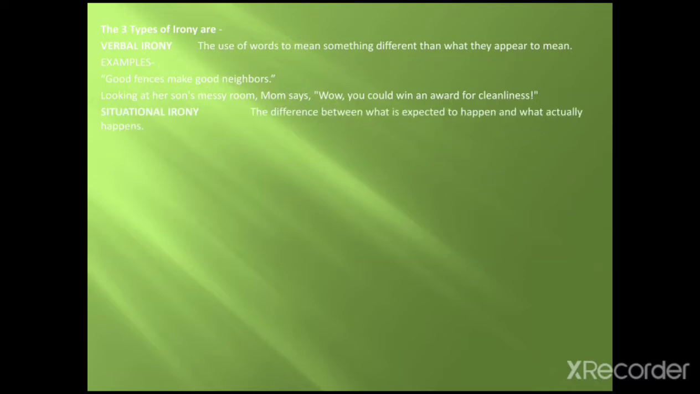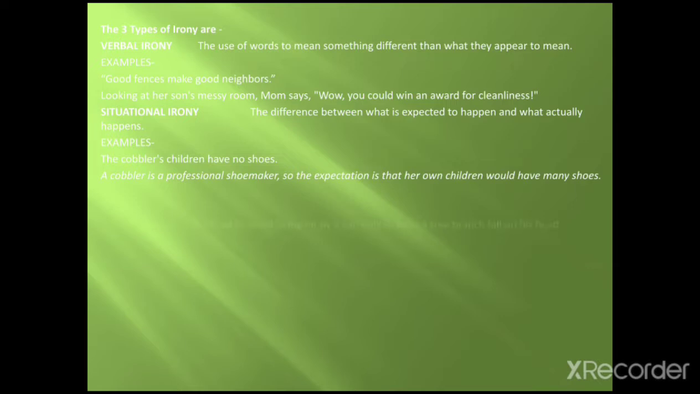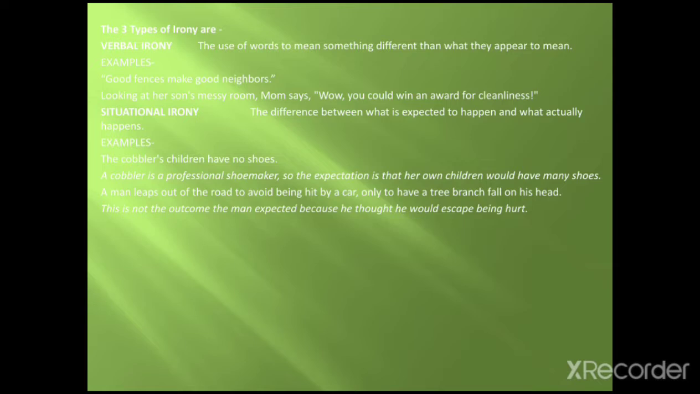Situational irony, the difference between what is expected to happen and what actually happens. Examples: the cobbler's children have no shoes. A cobbler is a professional shoemaker, so the expectation is that she would give her children many shoes. A man leaps out of the road to avoid being hit by a car, only to have a tree branch fall on his head. This is not the outcome the man expected because he thought he would escape being hurt.